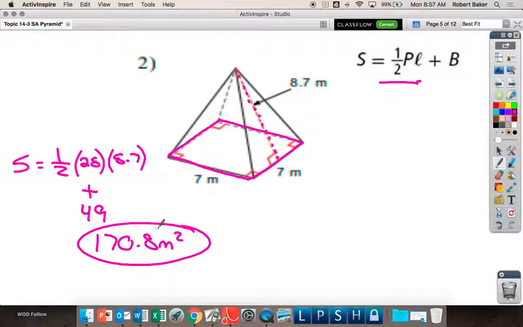How do you feel? Plug and chug, plug and chug, plug and chug. Put the right information in the right spot.